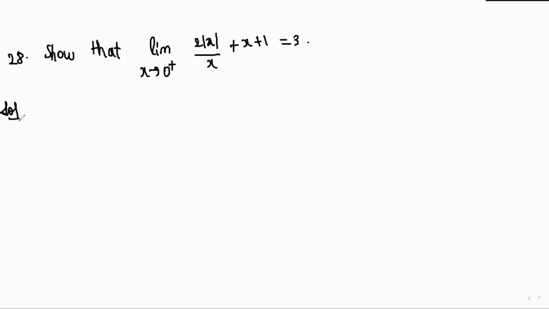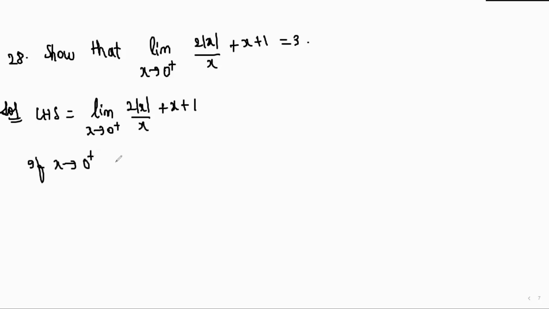Take the next question. Show that limit x tends to 0 plus 2 mod x by x plus 1 is equal to 3. So first let us take LHS. LHS is limit x tends to 0 plus 2 mod x by x plus 1. Now if x tends to 0 plus, which implies it is right hand limit. So x is greater than 0, which implies mod x is equal to x.